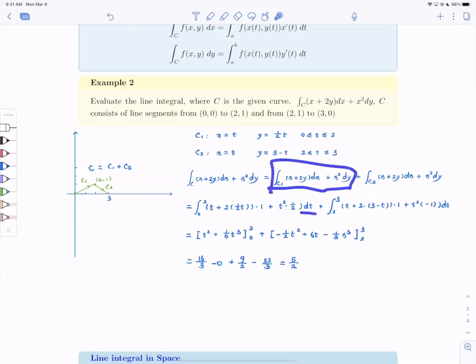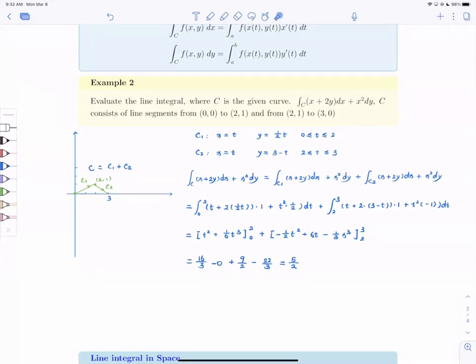And then C2, we have x plus 2y, x is t, 2y is 2 times 3 minus t, times dx over dt, which is 1. And then x squared, which is t squared, times dy over dt, which is negative 1, so times negative 1. And you just need to take the integral of both and eventually you'll get 5 over 2. This should be clear enough as well. Any question?